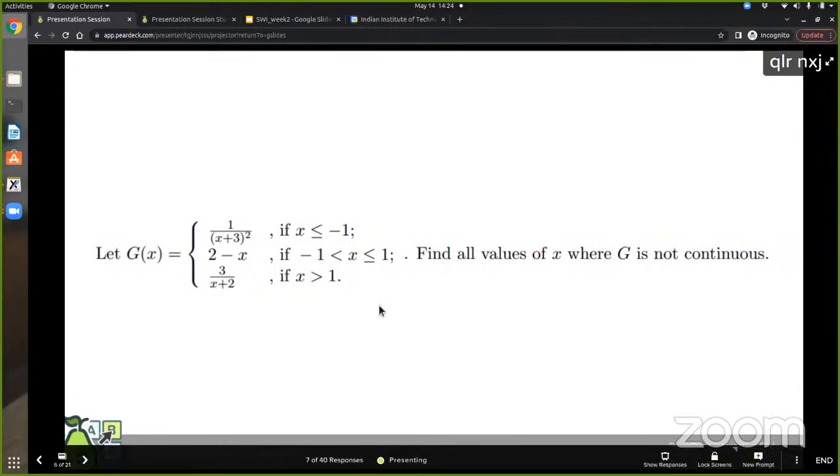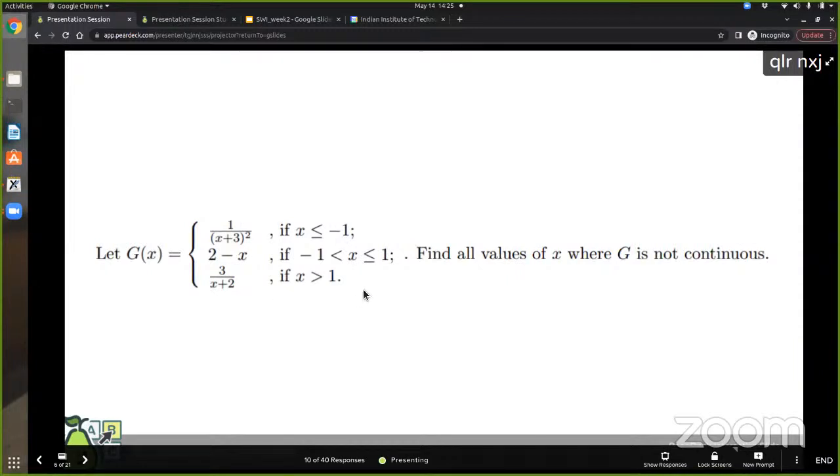All right, so here we have to find all values x where g is not continuous. Now, which values should you try? Firstly, it's a piecewise function, right? So there's a separate equation of the function when x is less than or equal to -1. As x is greater than -1, the function's equation changes. Similarly, when x becomes greater than 1, the function equation changes. So these are the points where a discontinuity might happen and we might need to check.